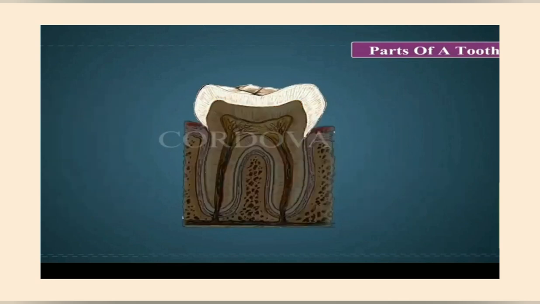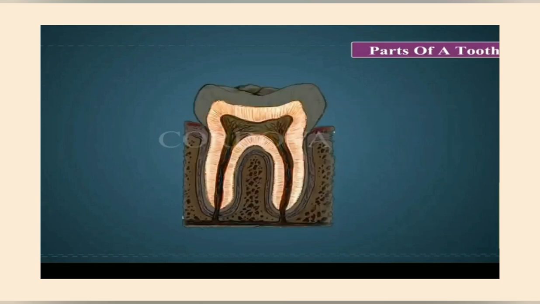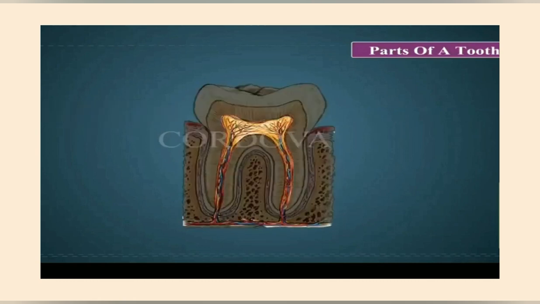The outside white covering of the tooth is called enamel. This is the hardest material in the human body. The layer inside the enamel that forms the main hard part of the tooth is called dentine. The center of a tooth is called pulp. It lies inside the dentine. It is soft and has the blood vessels and nerves.